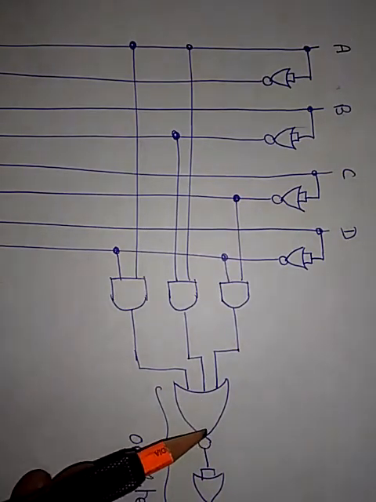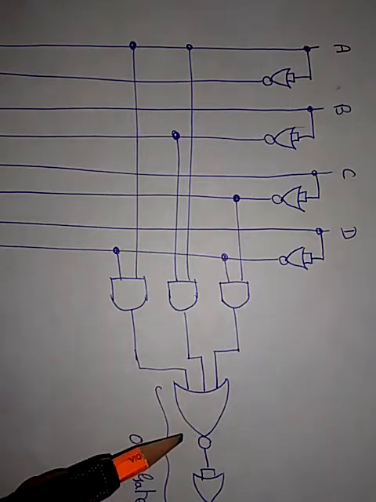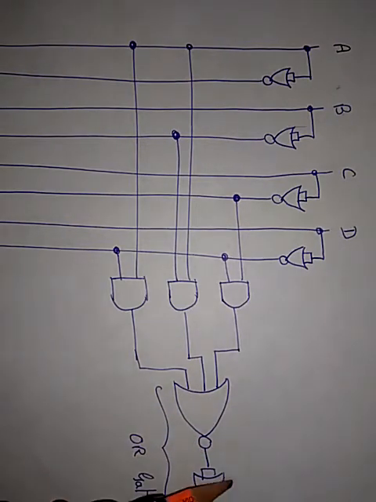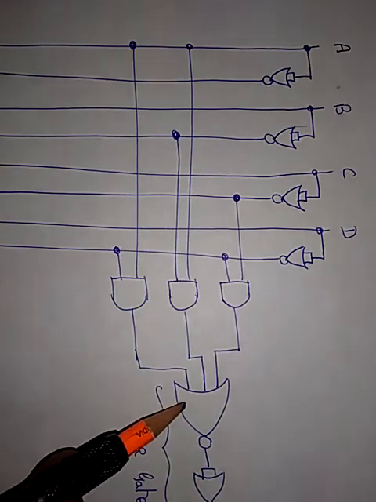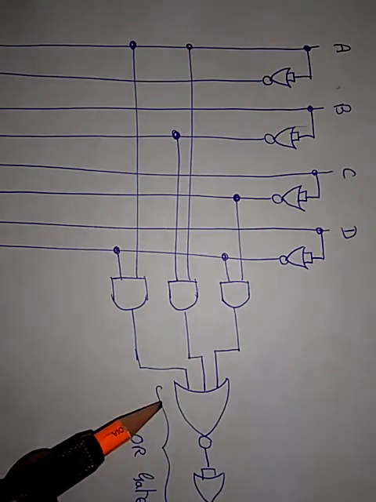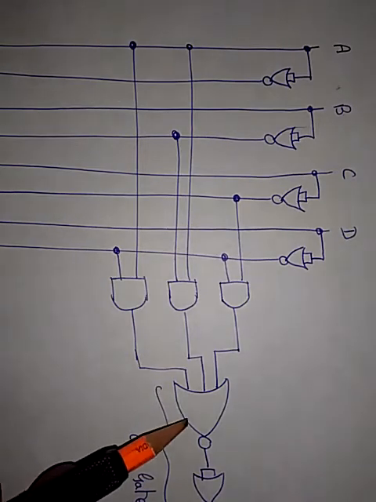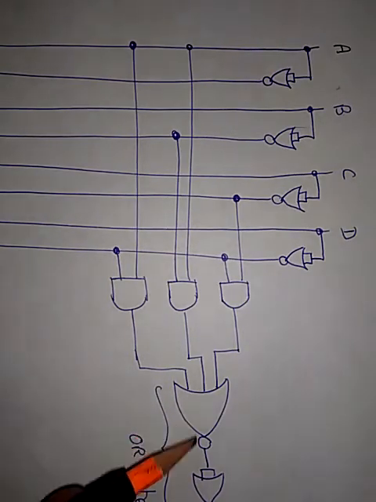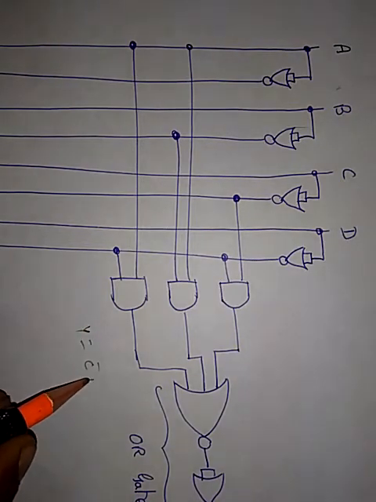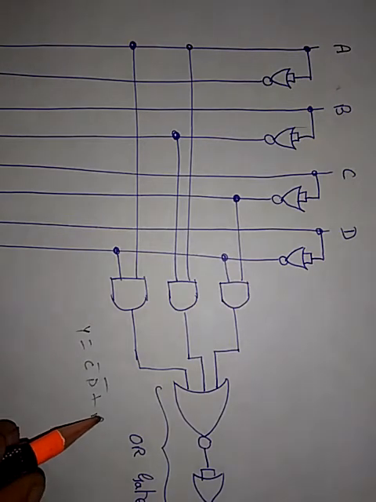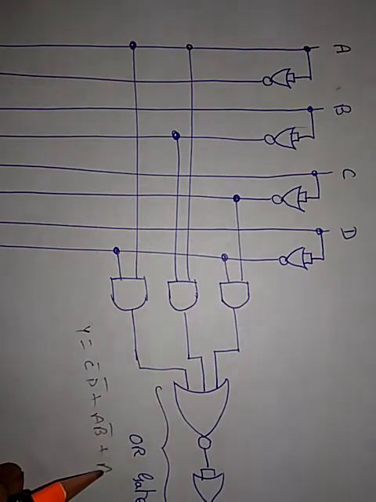So this is an OR gate, but I want a NOR gate, so introduce a bubble, and this is also a bubble, NOT gate. So both the NOT gates get cancelled and finally you will get an OR gate. That means I have realized this OR gate using NOR gates. So you will get the same output, that is Y is equal to C bar D bar plus A B bar plus A D bar. This is the output required.